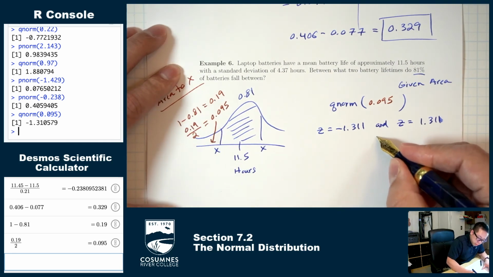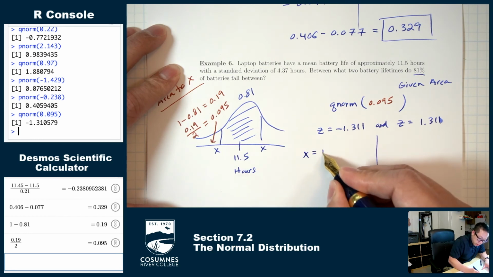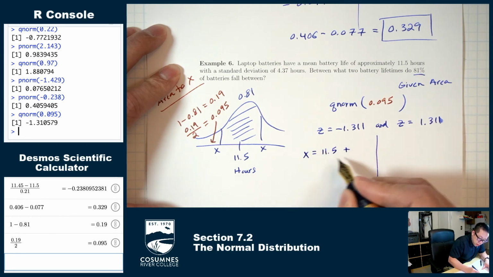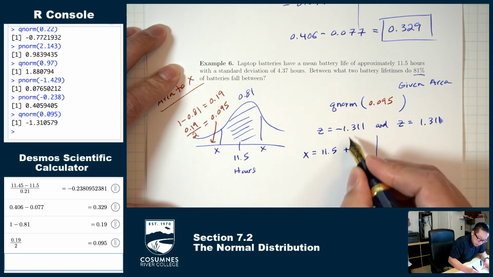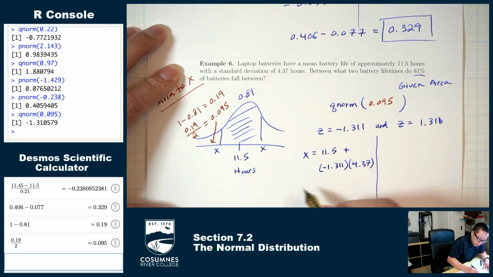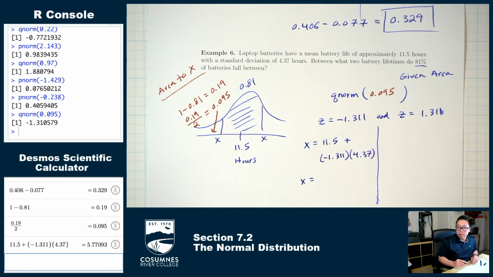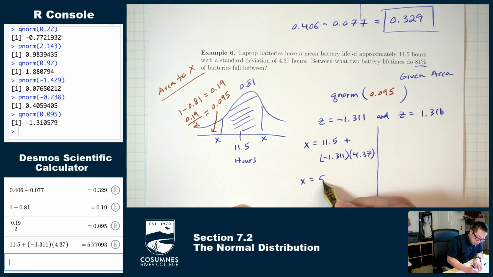So for the first one, the mean, which is 11.5, plus Z, which is negative 1.311, times the standard deviation, 4.37. Okay, so my first x is going to be 11.5 plus parentheses negative 1.311 times 4.37, which is 5.771. Okay, so that's one answer.